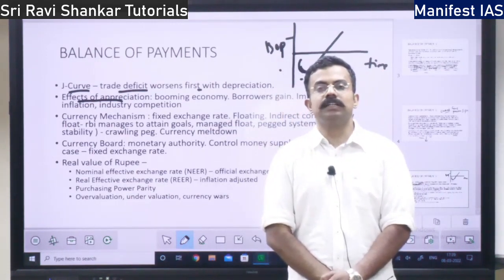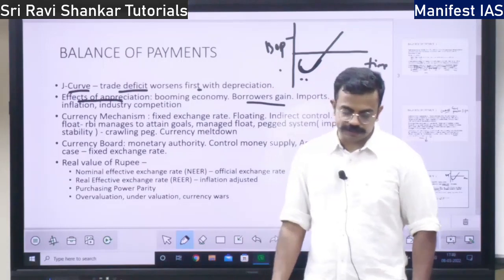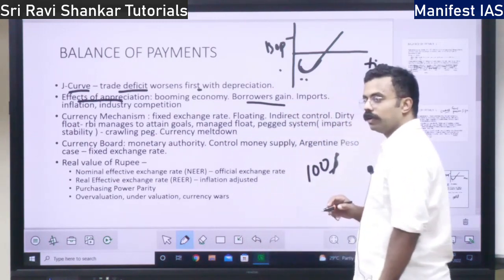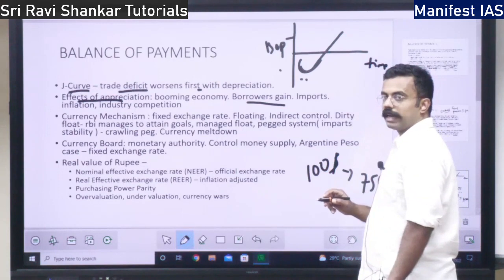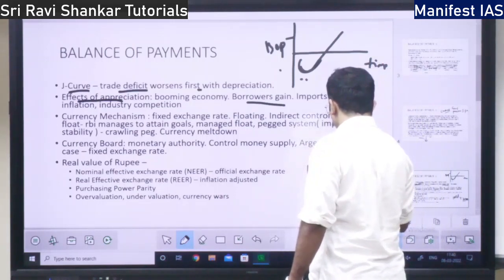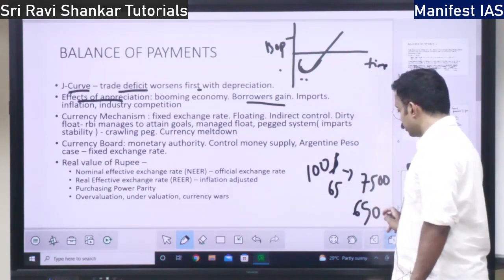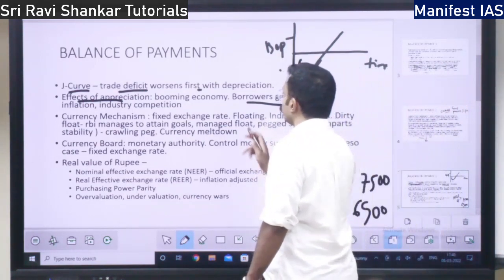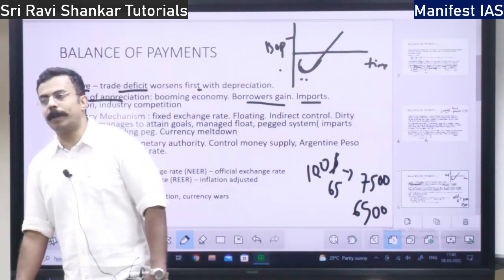There is an appreciating currency. Apart from that, borrowers gain. Why? See, some person has borrowed $100 of loan, for which he has converted it into 7,500 rupees. What happens? The currency appreciates, so the rate becomes 65. So if he has to repay the loan, he has to repay just 6,500 rupees for $100. So the appreciation is going to help the borrowers. If the currency appreciates, it will also have a positive impact on imports.